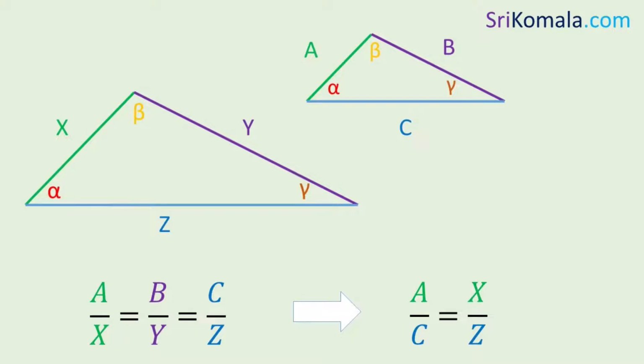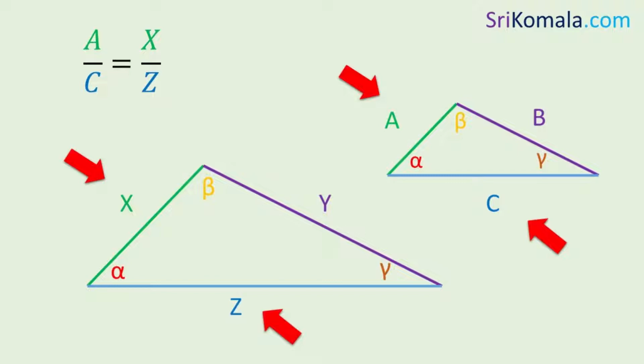There is another way to see the ratios of corresponding sides in similar triangles. By rearranging the first equation, we get the second equation. As you can see from the second equation, the ratio of side A and side C in the smaller triangle is actually equal to the ratio of side X and side Z in the bigger triangle. That means, as you can see in this picture, the ratio of two sides in the first triangle is proportionally equal to the ratio of the corresponding two sides in the second triangle.